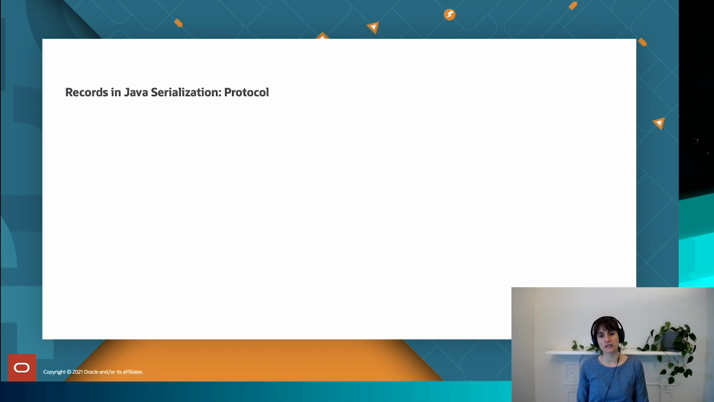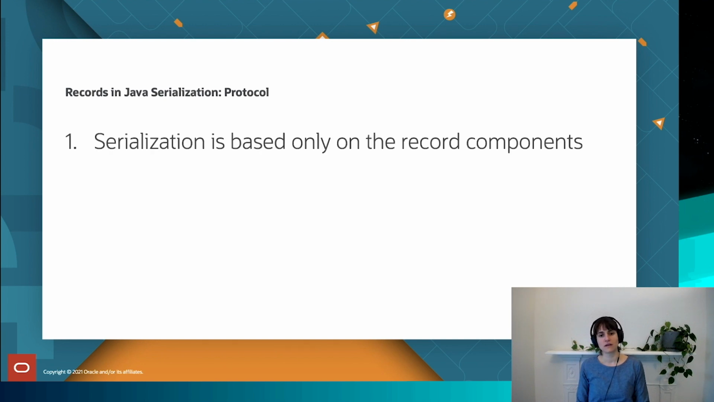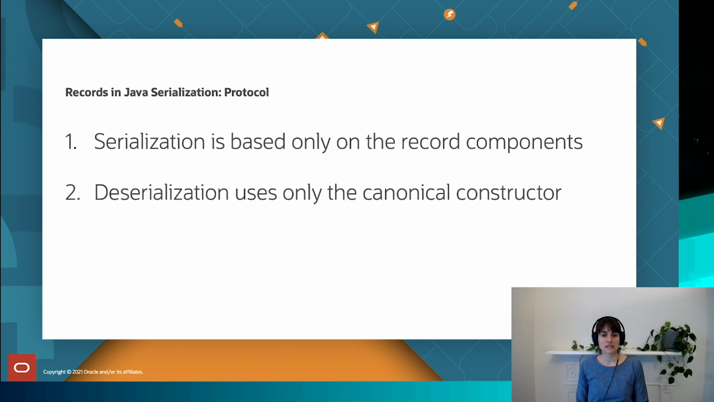So for records, the protocol is based on 2 properties. The first one is that the serialization of a record is based only on its state components. So the serialized form is based on the components and cannot be customized. The second part is that the deserialization of a record uses only the canonical constructor. The canonical constructor is never bypassed and is the only constructor that is called during object creation.